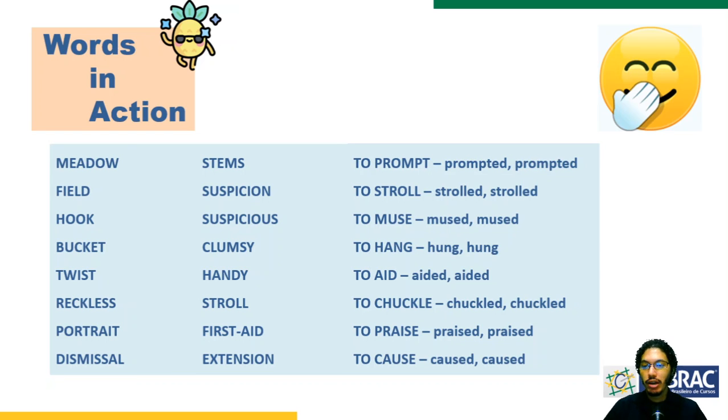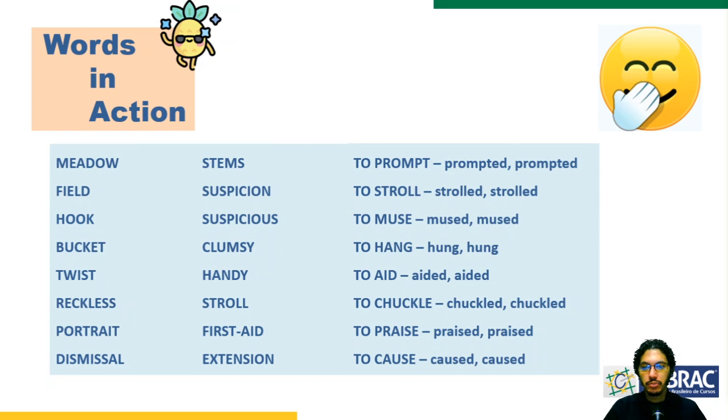Nosso primeiro verbinho aí. To prompt. In the past? Prompted. In the participle? Prompted as well. Next verb? To stroll. In the past? Strolled. In the participle? Strolled as well. Next? To muse. In the past? Mused. In the participle? Mused.